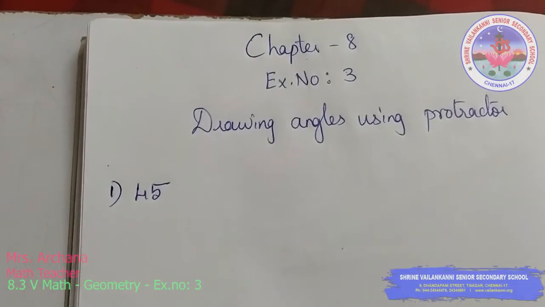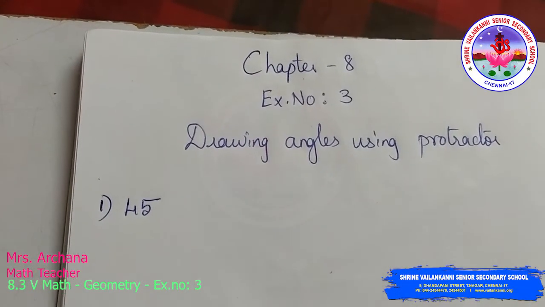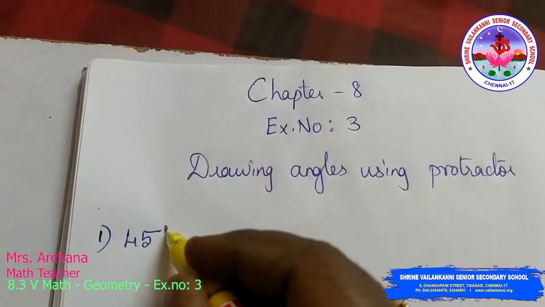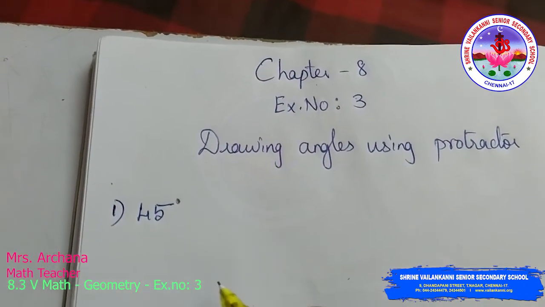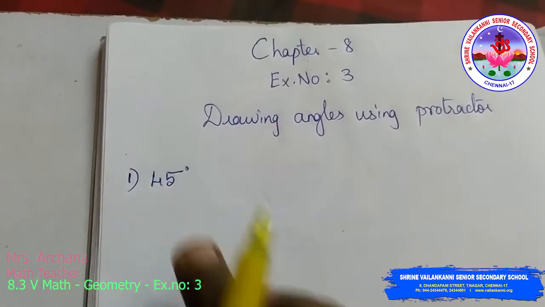Hi children, in this video we are going to continue exercise number 3 under chapter 8. So we are going to see how to draw the angles using a protractor. For the first example I have taken 45 degrees.